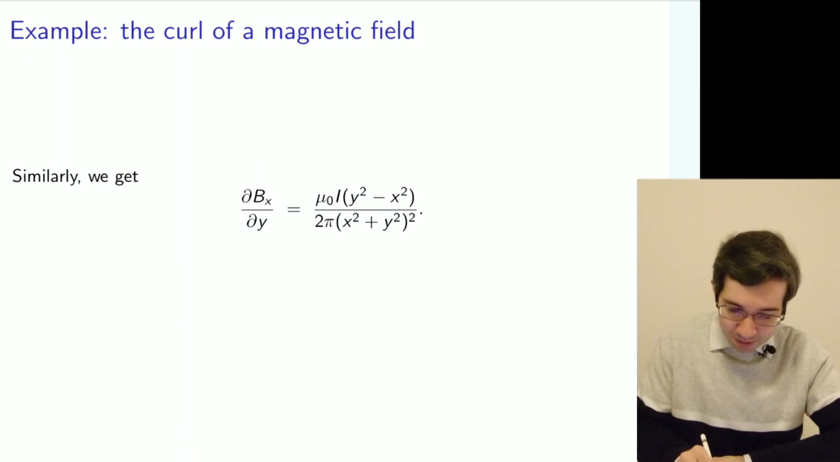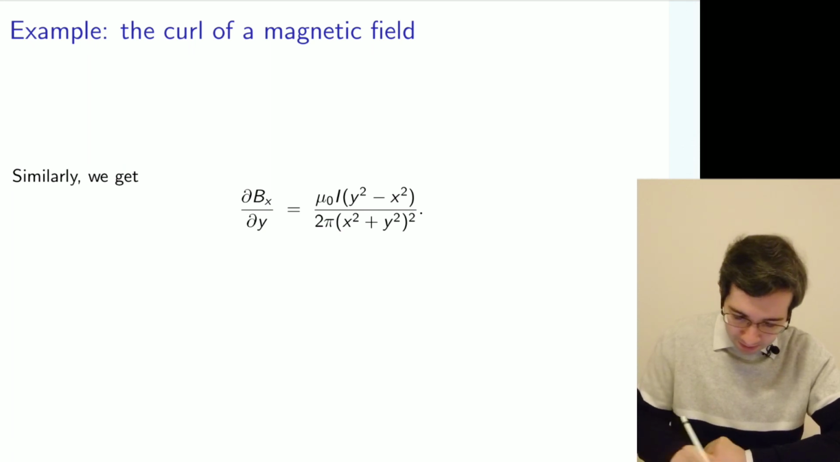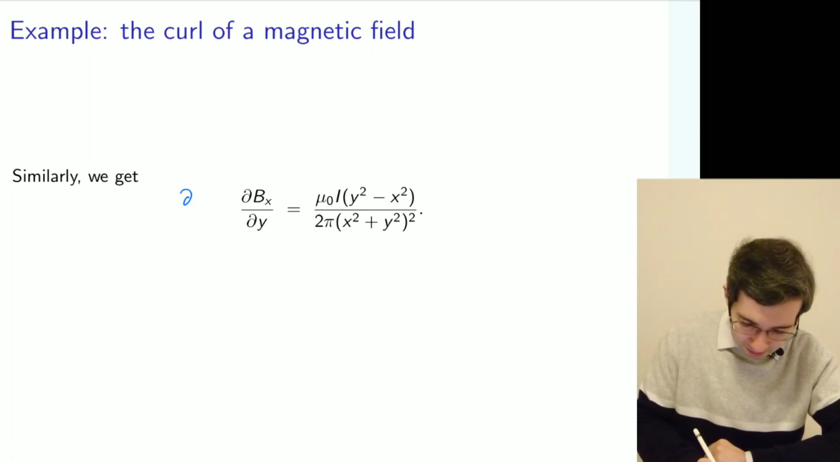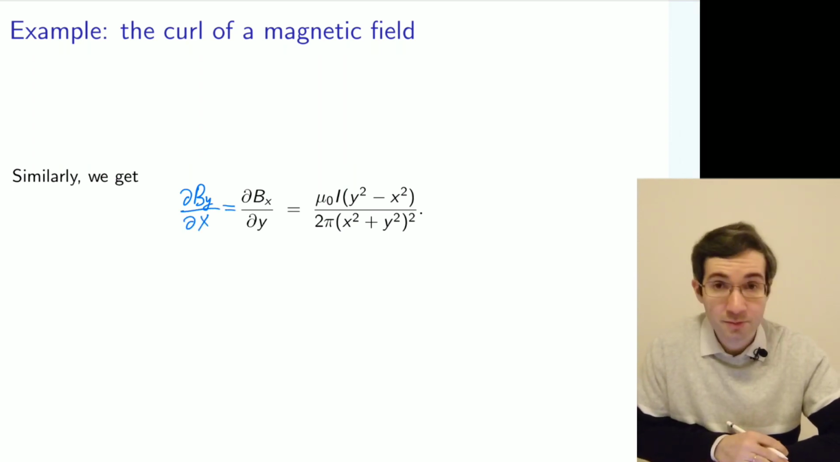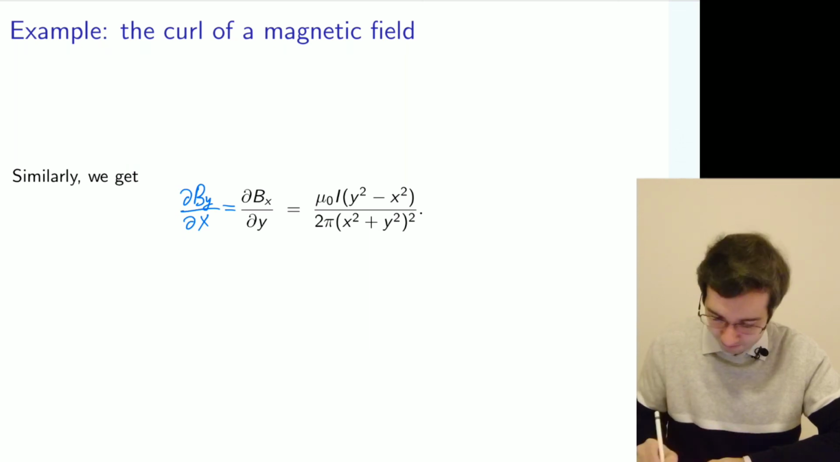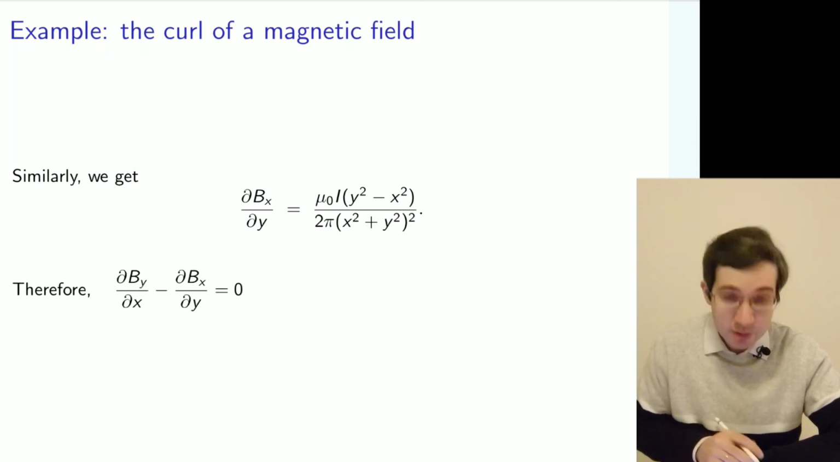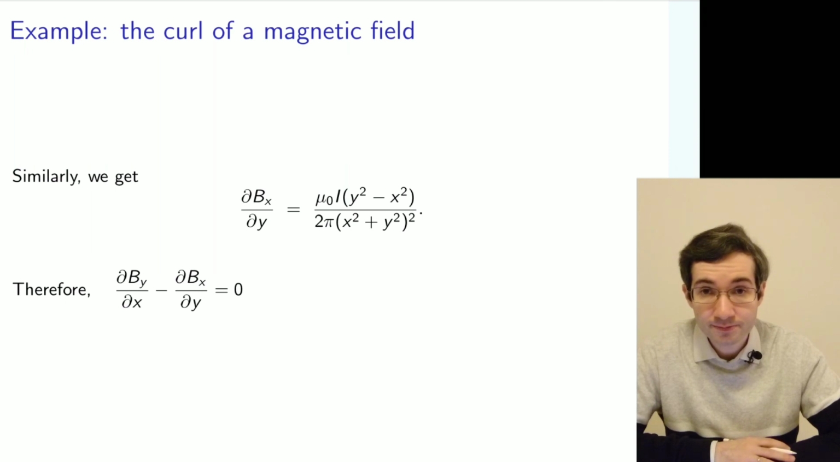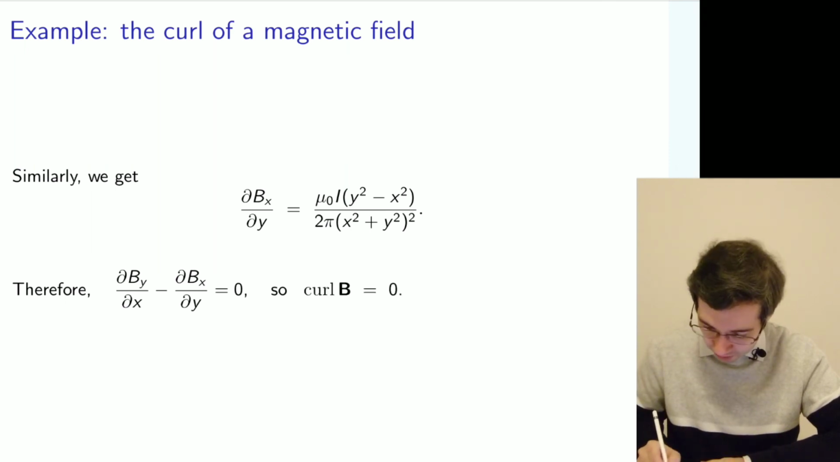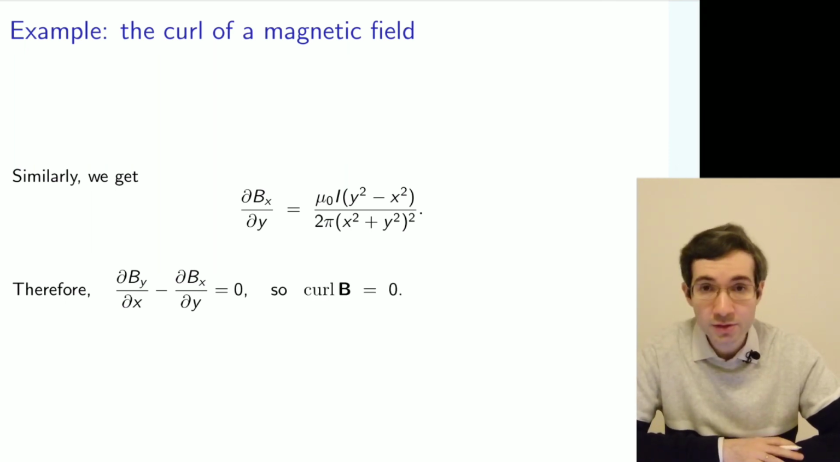So what you can see here is that the derivative of By with respect to x is the same as the derivative of Bx with respect to y, so that their difference is 0. What does it mean? It means that there is no single component of the curl which is not 0. So our entire curl is 0. There is no curl to that magnetic field.